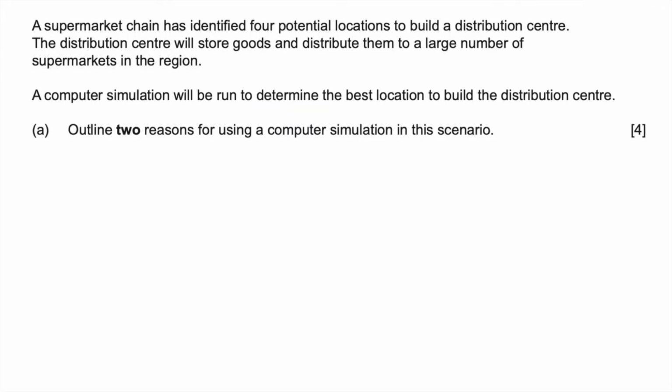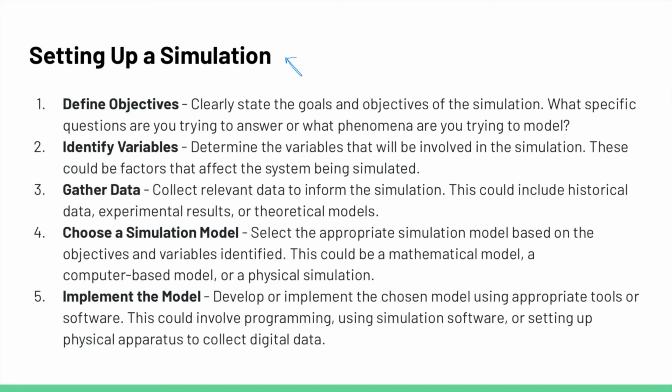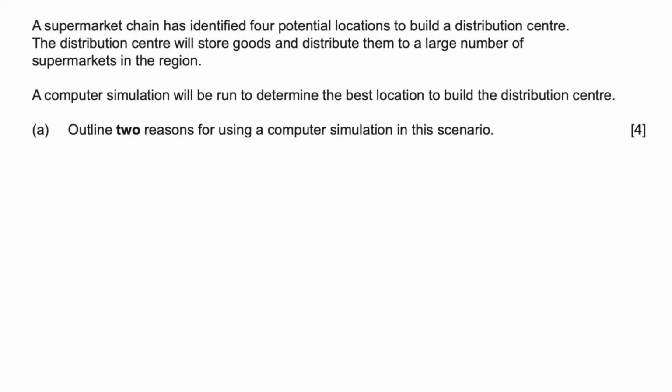Now that we've gone over some information on how simulations work, what I want to do is go through an actual IB question that involves simulations. And as we go through this question, we're going to compare it to the structure that we went over for setting up simulations, so you can see how simulation problems are set up in general. In this question, a supermarket chain has identified 4 potential locations to build a distribution center. The distribution center will store goods and distribute them to a large number of supermarkets in the region. A computer simulation will be run to determine the best location to build a distribution center.